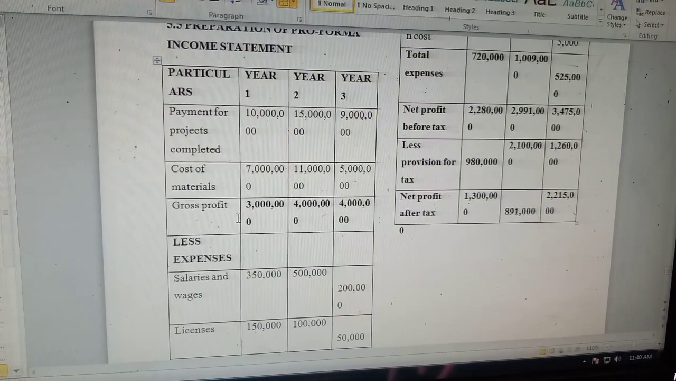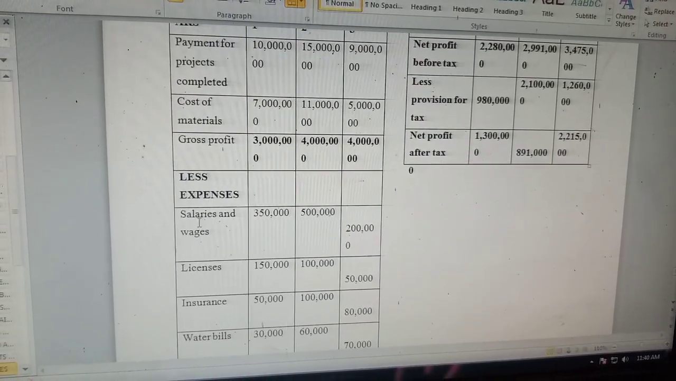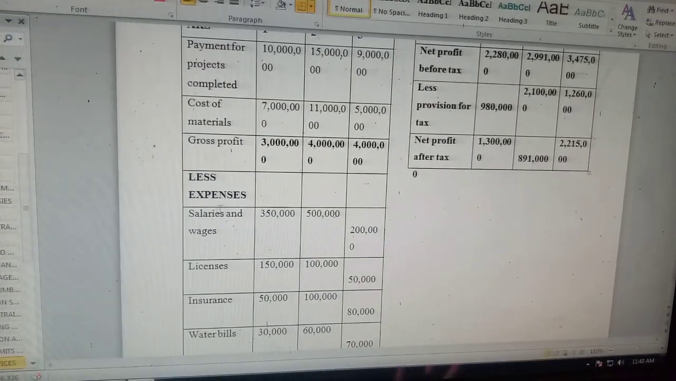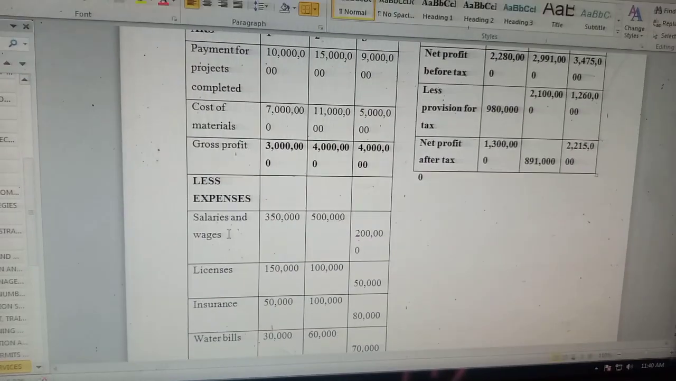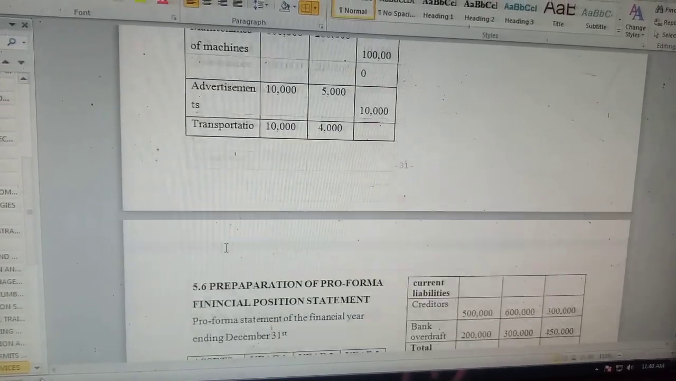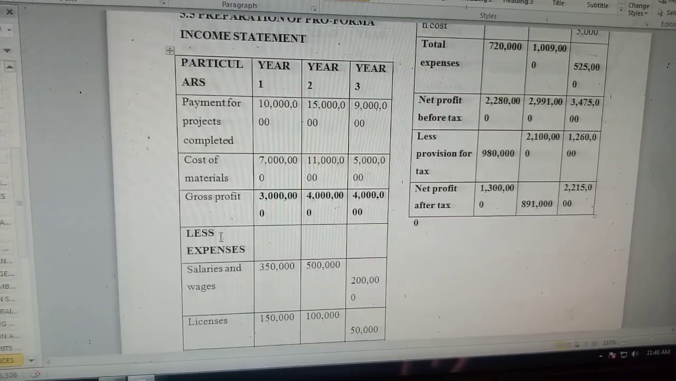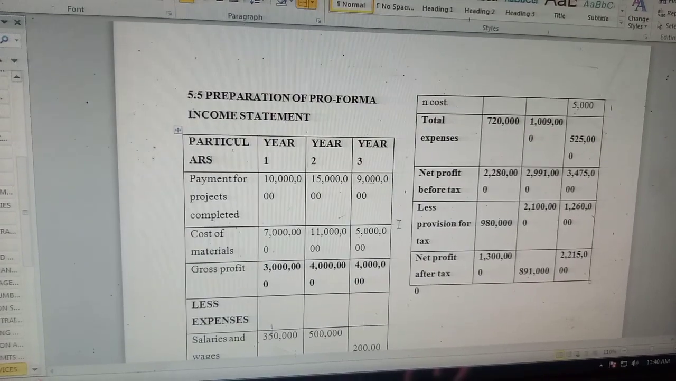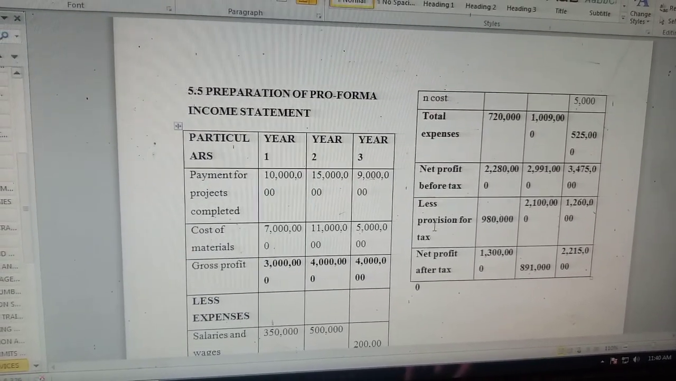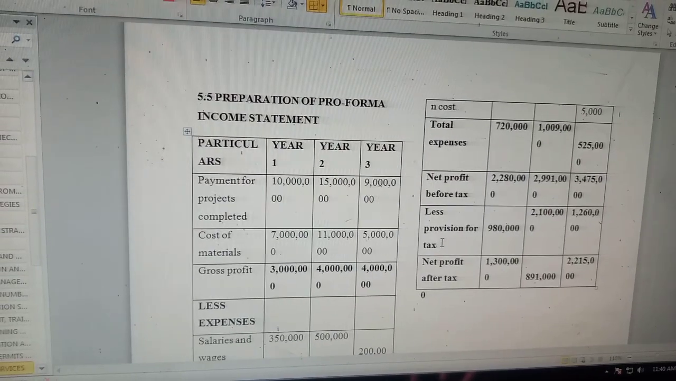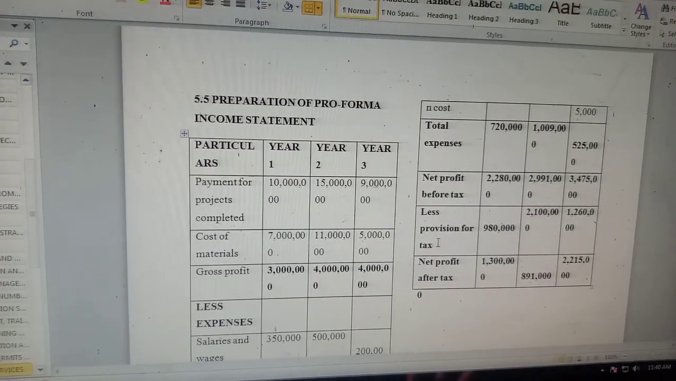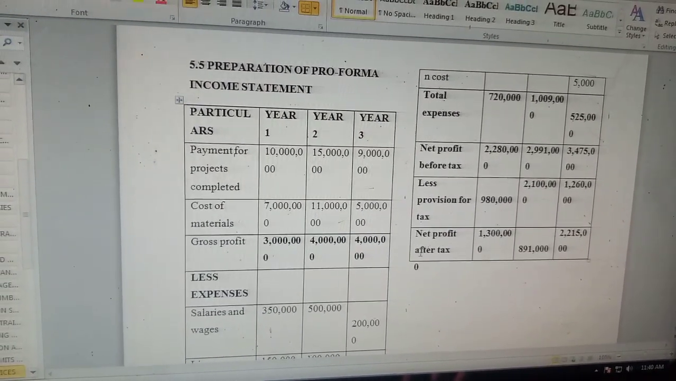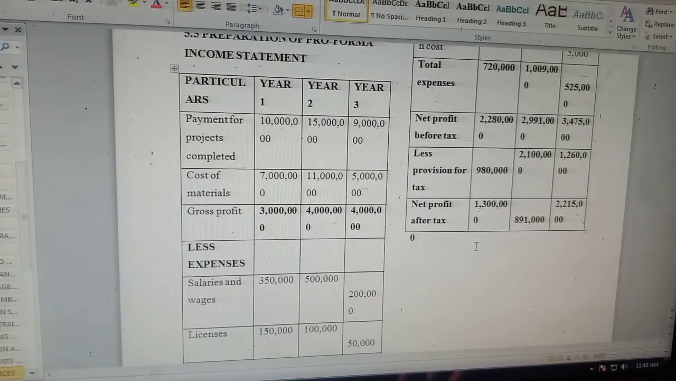Then after calculating the gross profit, you'll also deduct other expenses. Remember, each and every work you are doing, there are expenses. Like for mine, you can see there are expenses like salaries and wages, licenses. After doing all those, you'll have the total expenses, then you have the net profit, then you deduct provision for tax. Each and every business you'll do, remember, you must pay tax as the regulation of the government lays down. Then you'll calculate the net profit after tax down there. It's just a simple procedure.